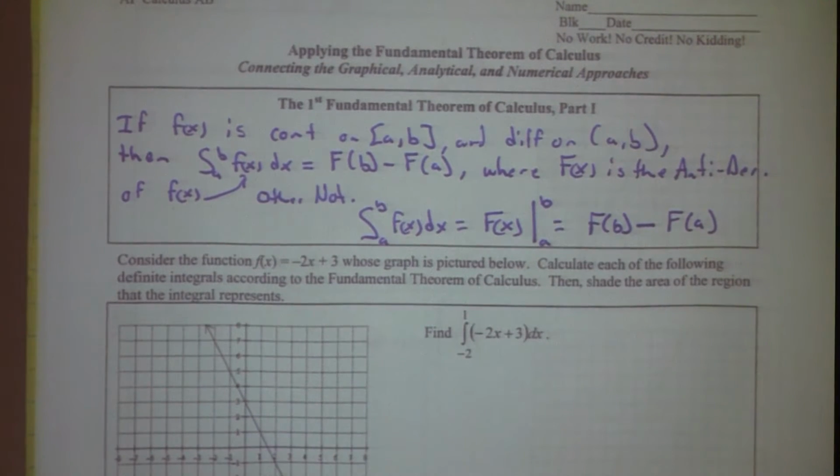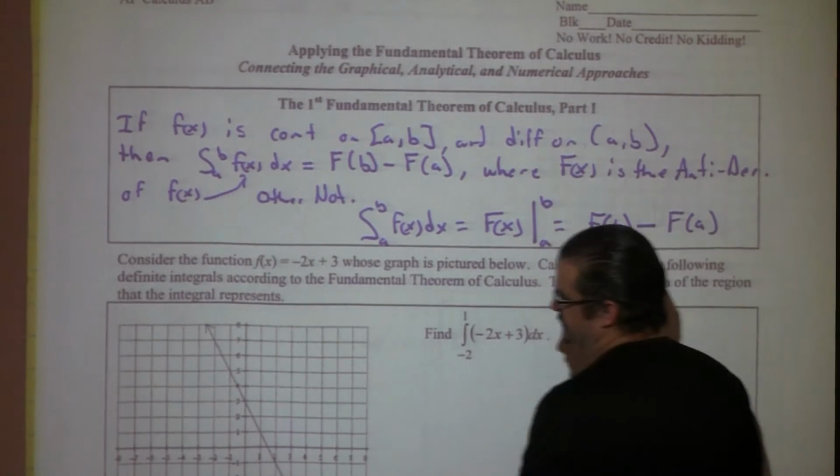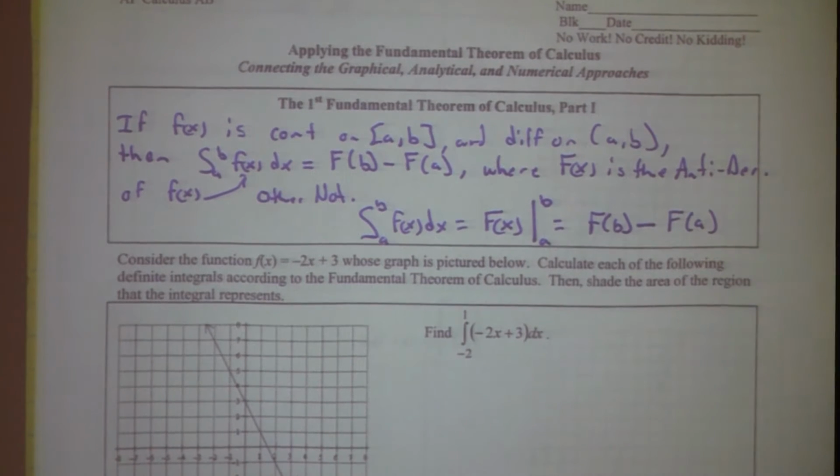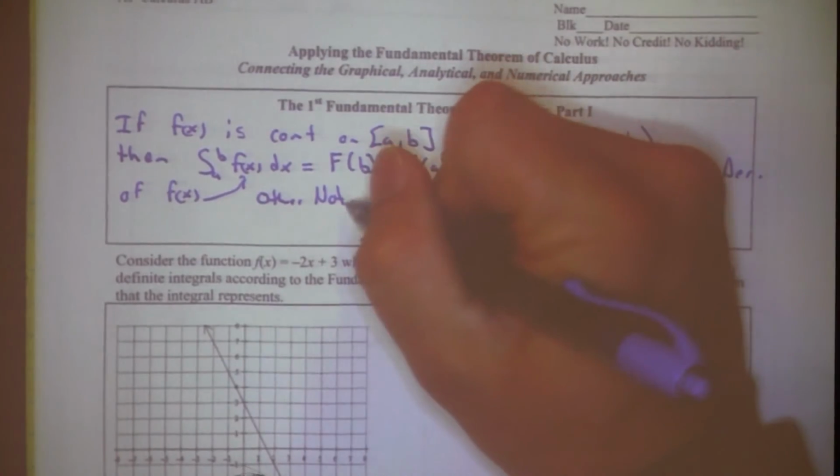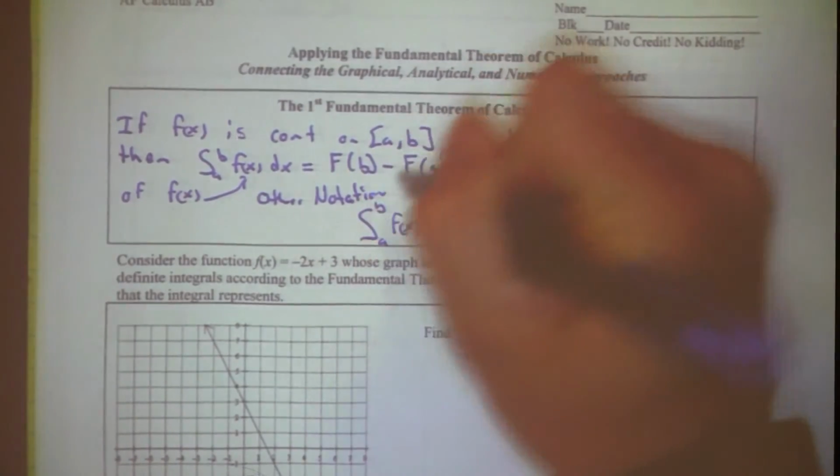You understand? Pretty easy? Think we got it? So we'll do it mathematically here, algebraically, and then we'll look at the graph so we can compare results. Other notation, yeah. Cool.